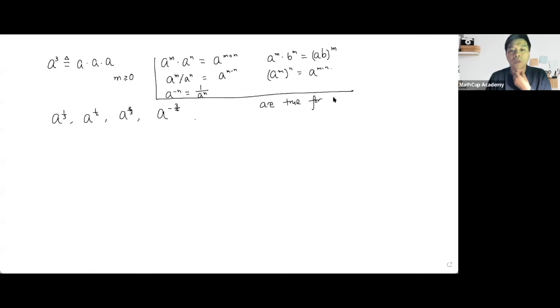not only for integers, but also fractions, we're going to see what it means for a to the power 1/3, a to the power 1/2.